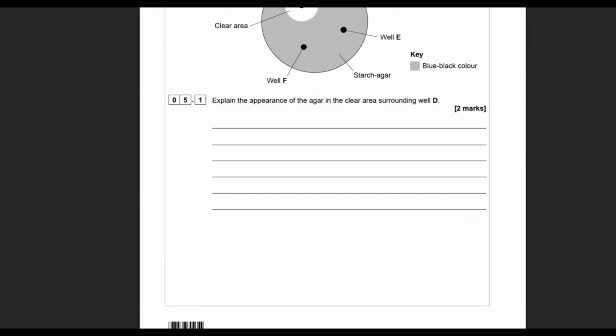Well, should be fairly easy, right? So grab a pen and paper, have a go at the question. Okay, I'm going to go through the answer.